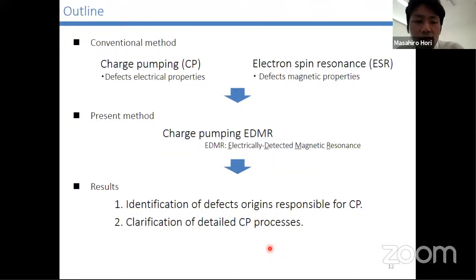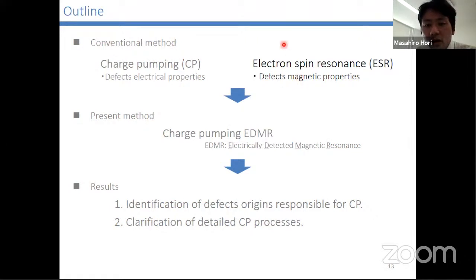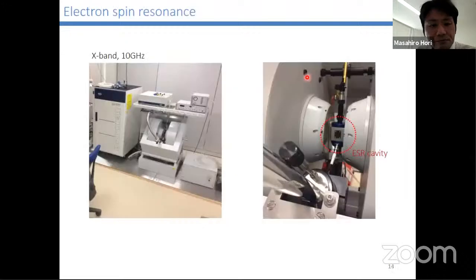So, in order to solve these two problems, we combine the charge pumping method with the electron spin resonance method. Then I'll talk about the electron spin resonance method. This picture shows a conventional electron spin resonance system for 10 gigahertz. You can see the electromagnet and the electron spin resonance cavity.